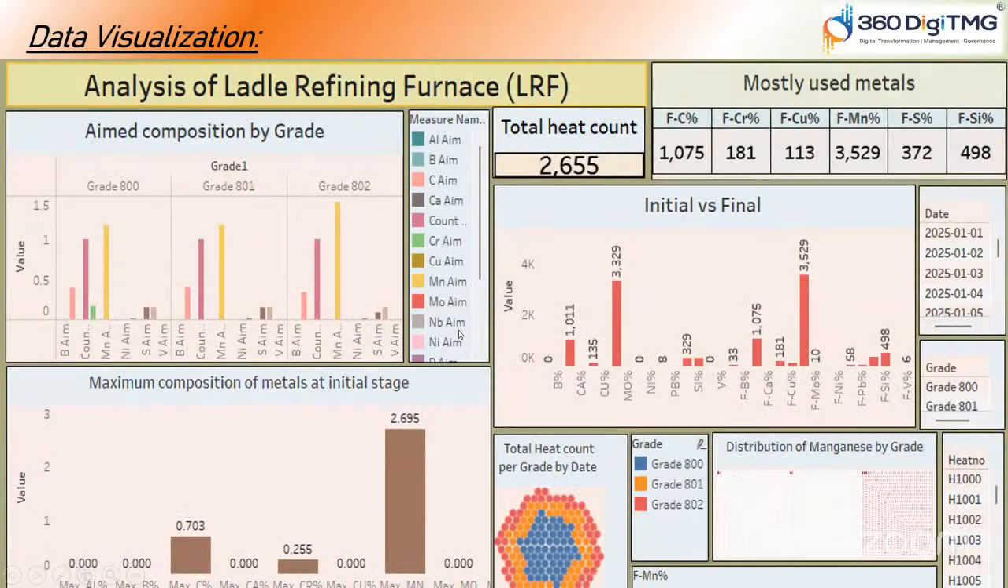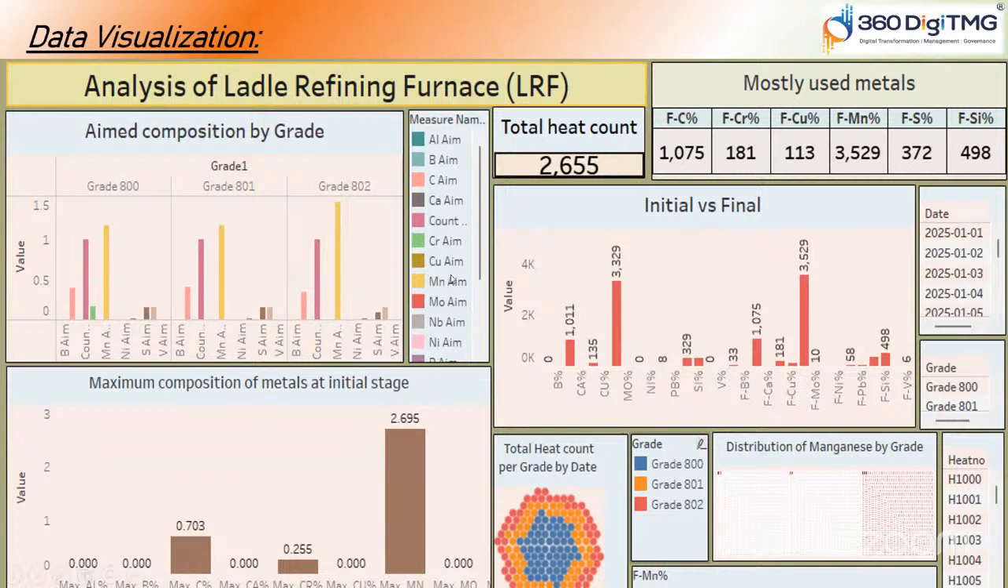Okay, so here also the aimed composition by grade. It shows the different target compositions for 800, 801, 802. Grade 802 has the higher target, and this aligns with the demand for toughness and hardenability in a higher grade.